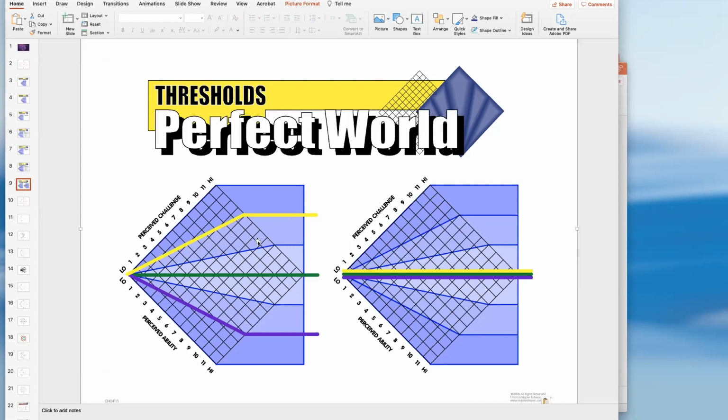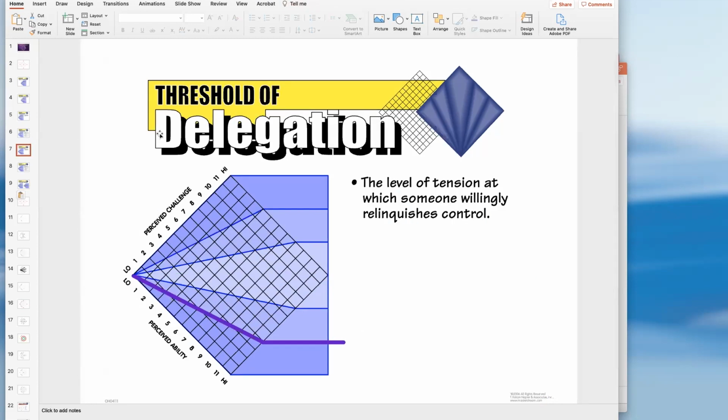Now, we've been talking about the amount of tension that it takes to get someone to take action. Well, there is a specific action that people may need to take that has its own threshold. So to finish this discussion off, let's take a look at the threshold of delegation. Now, the threshold of delegation is the level of tension at which someone willingly relinquishes control. Soak in that for just a second. The level of tension at which someone willingly relinquishes control.